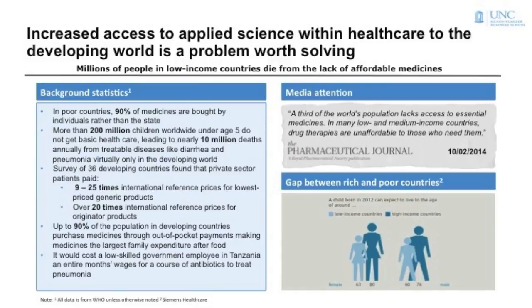We see the effect of all of these statistics when we look at the life expectancy gap between rich and poor countries. A child born in 2012 in a low-income country can expect to live 63 years if they're a female and 60 years if they're a male. However, that same child, if they were born in a high-income country, could expect to live 80 years as a female and 76 as a male. So this is definitely a serious problem.